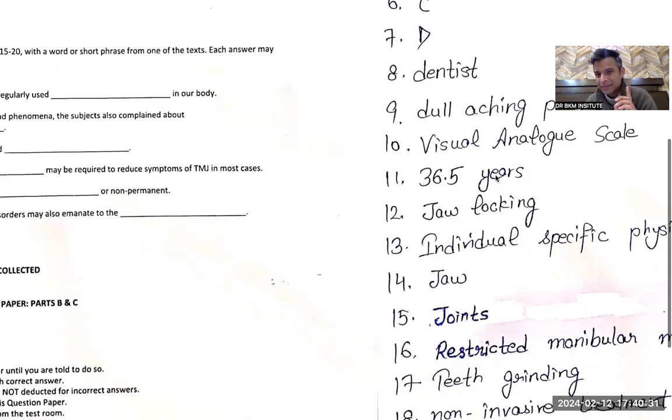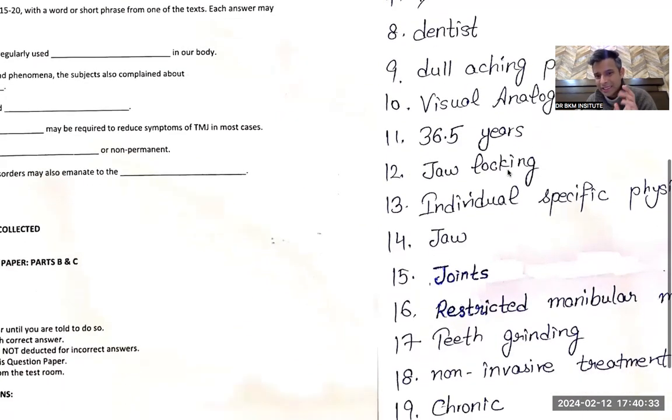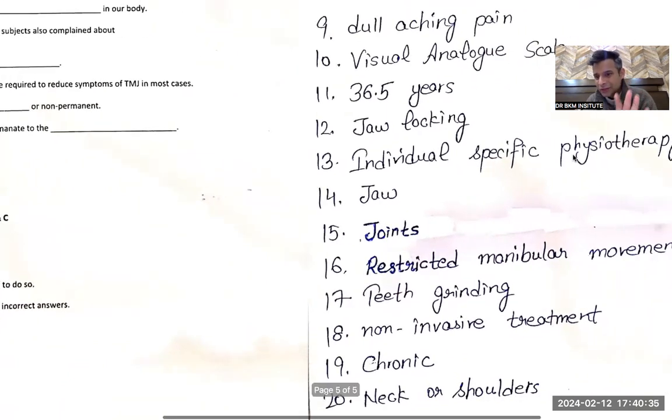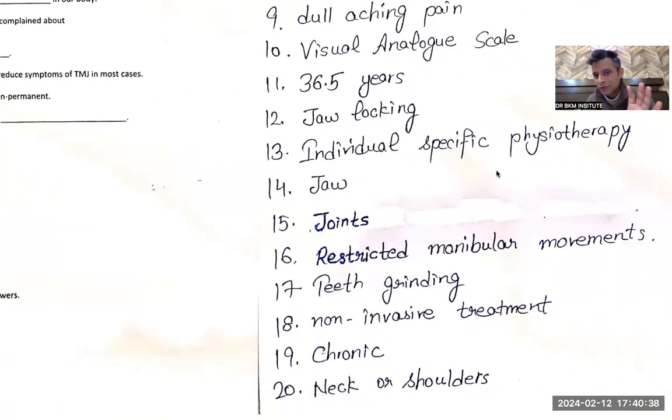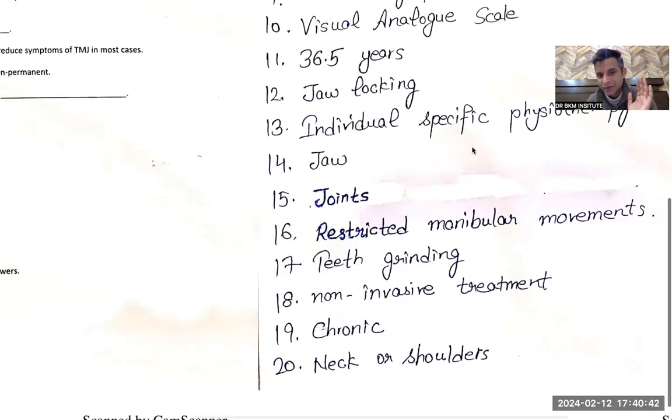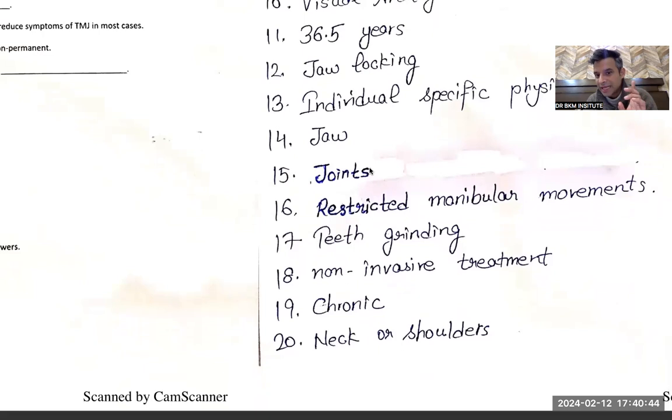Dentist, dull aching pain, visual analog scale, jaw locking, physiotherapy. I did it, maybe wrong, maybe I don't know whether they will give marks or not, but I will try. Okay, one question I'm taking wrong. Jaw joints, the S word is very important. I told you why this happened. Taj Mahal is one of the wonders of the world, meaning one of many wonders.